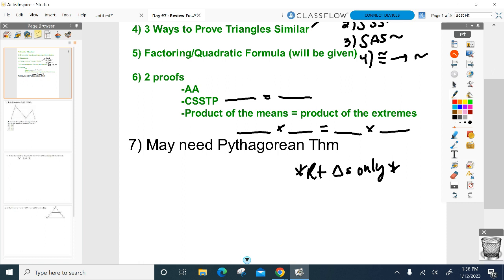Anything? Questions? Okay, so here's the deal. If you've been here the entire time, you're going to work on textbook problems today. If you've missed a couple days, you're going to work on the packet. All right? Please go to the beginning of the review in your packet for me, day 7. Please go to day 7.